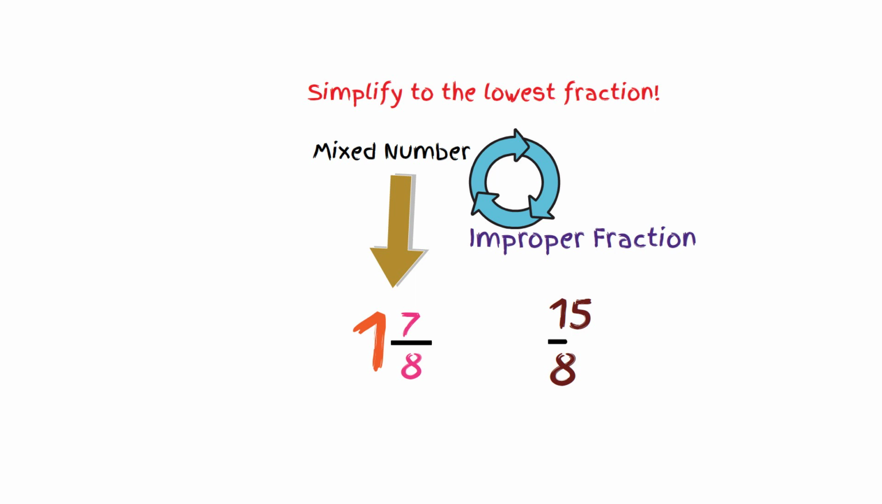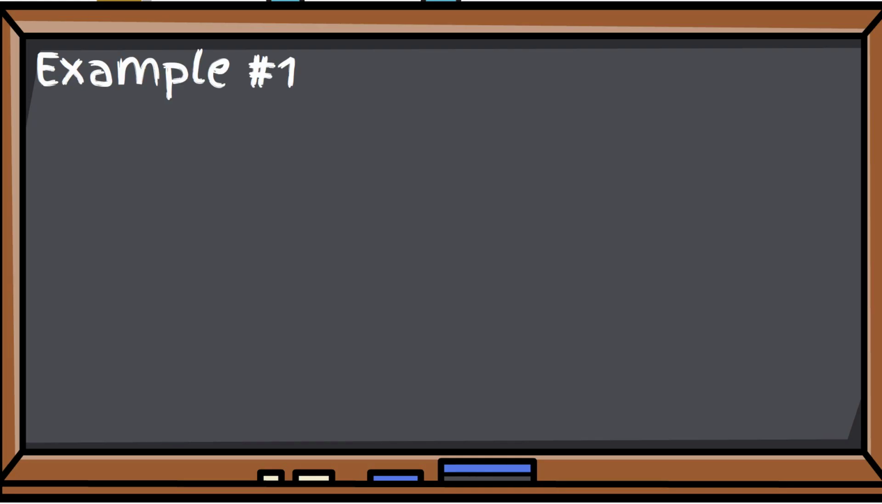An improper fraction looks like this: 15/8. An improper fraction is defined as the fraction in which the numerator is greater than the denominator. 1 7/8 is equal to 15/8. Well, now that you understand what mixed numbers and improper fractions look like, let me show you how to convert them. Okay, let's look at example number 1.